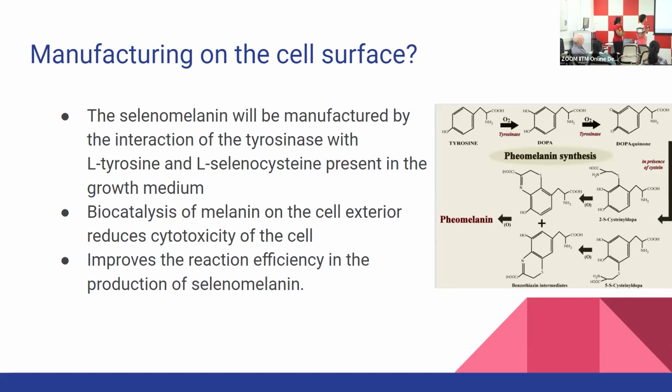Now, this selenomelanin is going to be manufactured in a very similar pathway, with the exception being that instead of cysteine acting here, we're going to be using selenocysteine. So as Pooja mentioned before, we're going to be doing this on the cell surface. We're going to be expressing the tyrosinase on the cell surface, which is then going to undergo this entire synthesis of the melanin. That's mainly because that reduces the cytotoxicity of the cell, and it also improves the reaction efficiency in the production of the new form of melanin that we're calling selenomelanin.